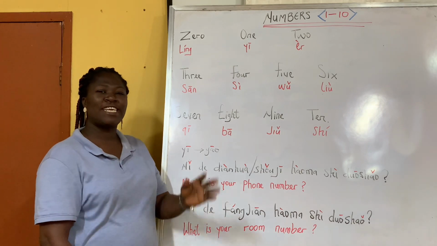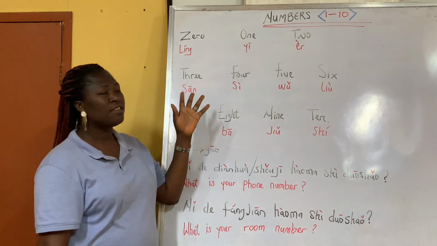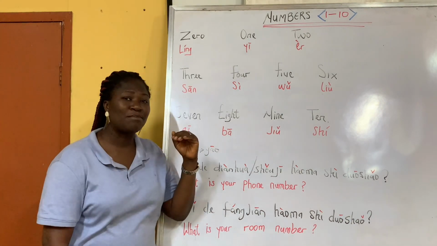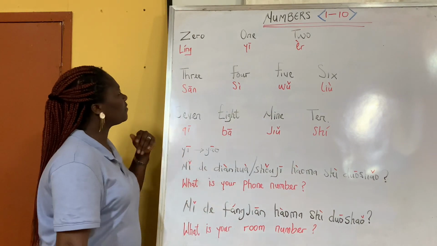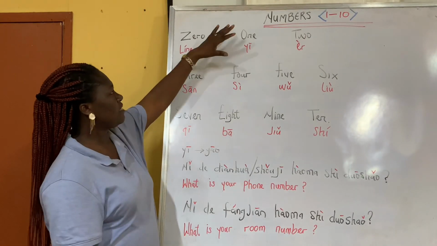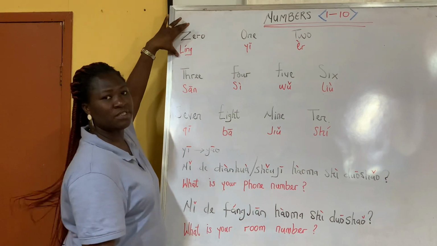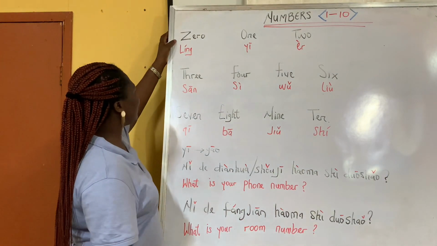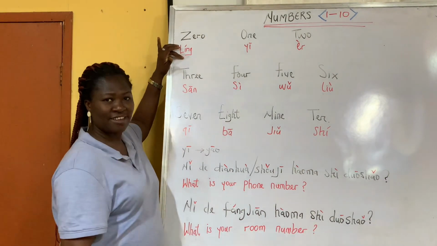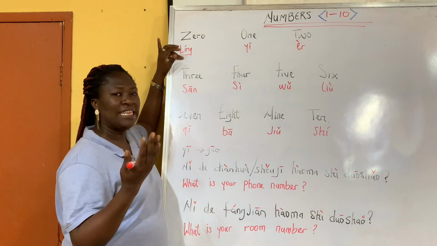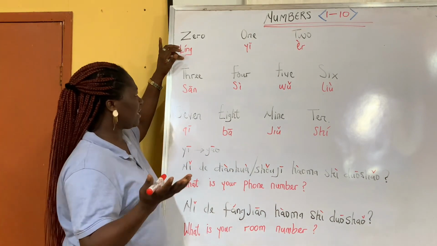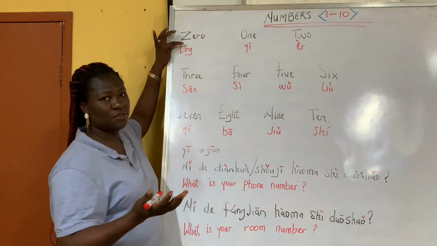Today we are going to learn numbers in Chinese. Numbers 1 to 10, very simple and easy. Okay, let's go. Let's start with 0. How do you say 0 in Chinese? Ling. Can you say after me? Ling. That is the second tone.